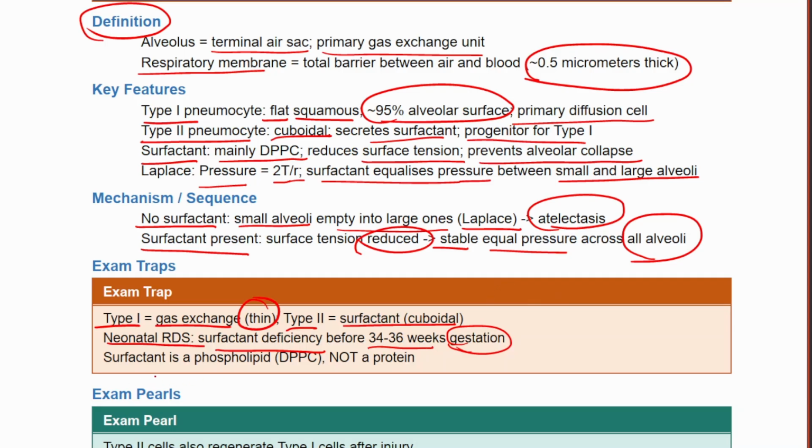Third, never forget the biochemical nature of this molecule. Surfactant is a phospholipid, specifically DPPC, and it's absolutely not a protein. Examiners love to test whether you know it's a lipid-driven compound rather than a peptide.